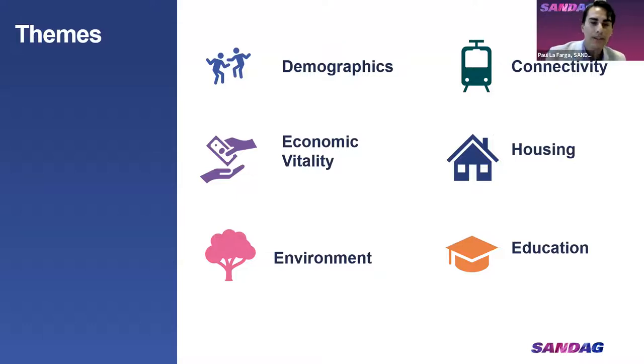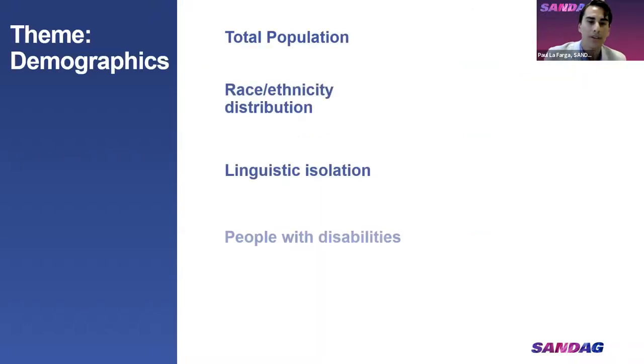These are the themes that we narrowed down: demographics, economic vitality, environment, connectivity, housing, and education. Next slide, please. Here are the indicators within each theme. Right now we're looking at demographics. These ones are fairly standard across the board: race, ethnicity distribution, linguistic isolation, people with disabilities. Next slide, please.